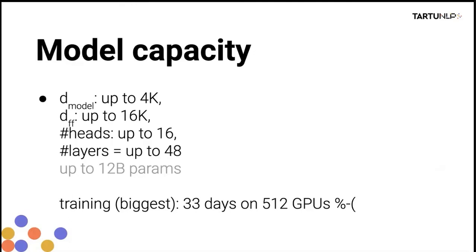The biggest one they report is a bit depressing because it has up to 4,096 as the model dimensionality and up to 16,384 for the feed-forward dimensionality, up to 16 heads, up to 48 layers in the encoder and the decoder, which results in up to 12 billion parameters. And this biggest model took them 33 days, as they report in the paper, to train on 512 GPUs.